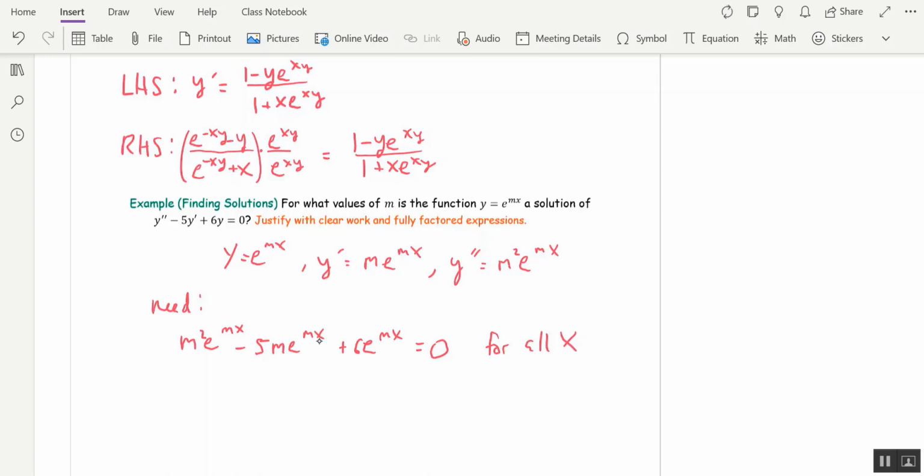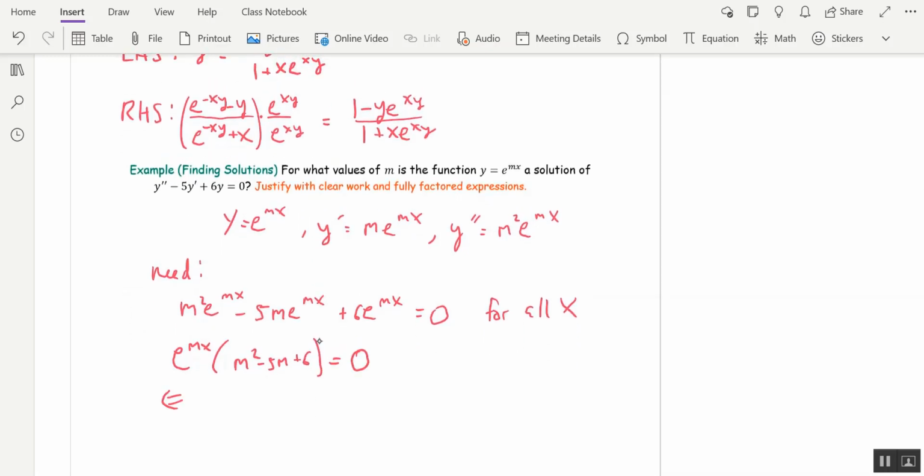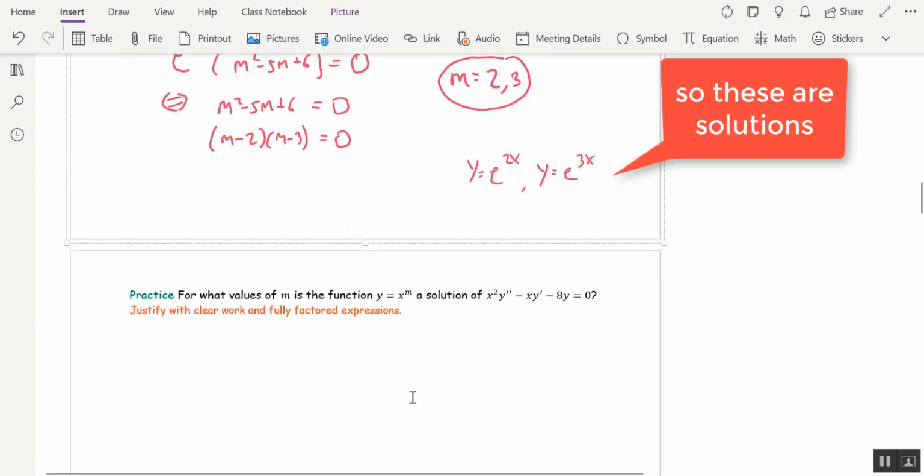Okay, well, e to the mx is never 0. Let's pull that out. So we get m squared minus 5m plus 6 equals 0. So this is 0 for all x if and only if m squared minus 5m plus 6 is 0, because e to the mx is never 0. And so this is m minus 2, m minus 3 has to be 0. So we see that m is either 2 or 3. Pause the video and try this one.